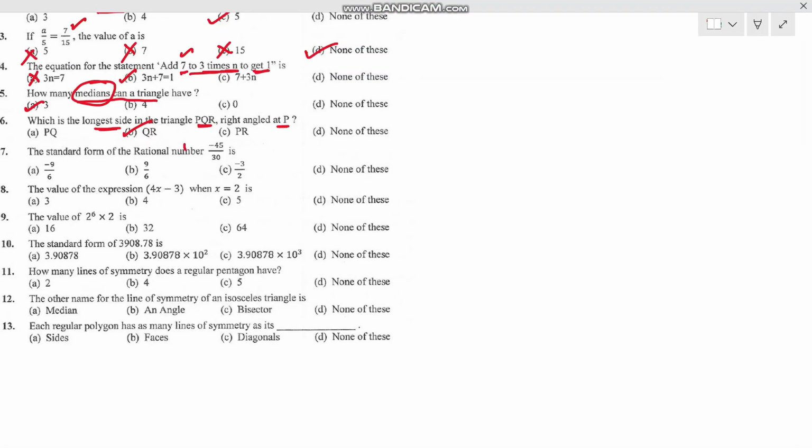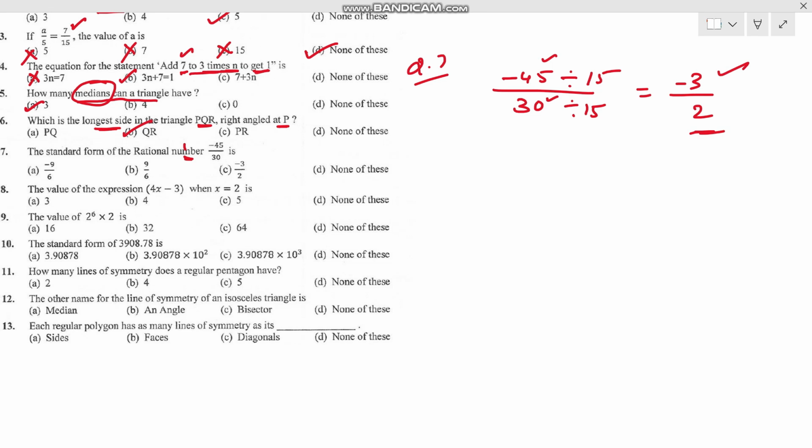Now let us start solving. We need to solve question number 7. It is asking what is the standard form of minus 45 upon 30. So we need to check whether any common factor is there between 45 and 30. The common factor is 15. 15 3s are 45 and 15 2s are 30. So the correct standard form of the rational number will be minus 3 by 2 and that is option number C.